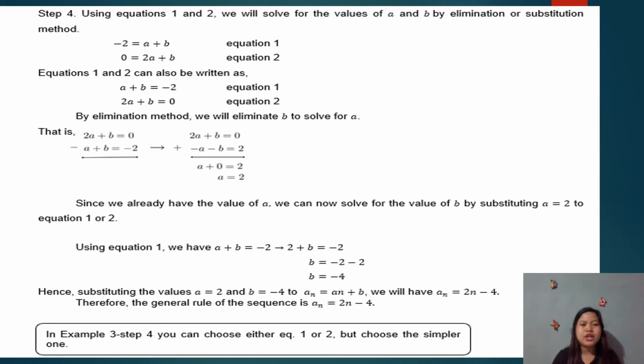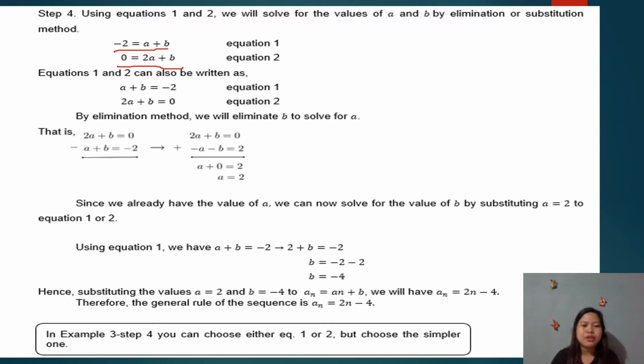Okay, next we have here step 4. Since we now have two equations, using equations 1 and 2, we will solve for the values of a and b by elimination or substitution method. Our first equation is negative 2 is equal to a plus b, and our second equation is 0 is equal to 2a plus b. Equations 1 and 2 can also be written as a plus b is equal to negative 2, and 2a plus b is equal to 0 for equation 2. We just rearranged them.